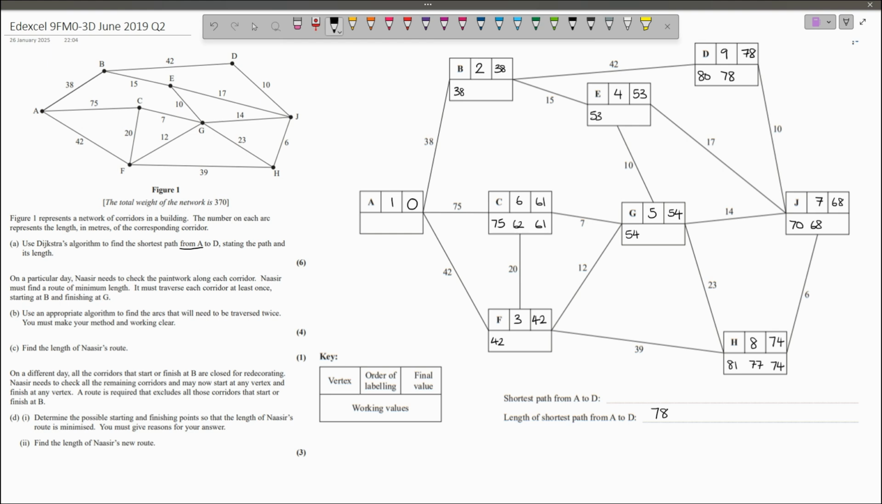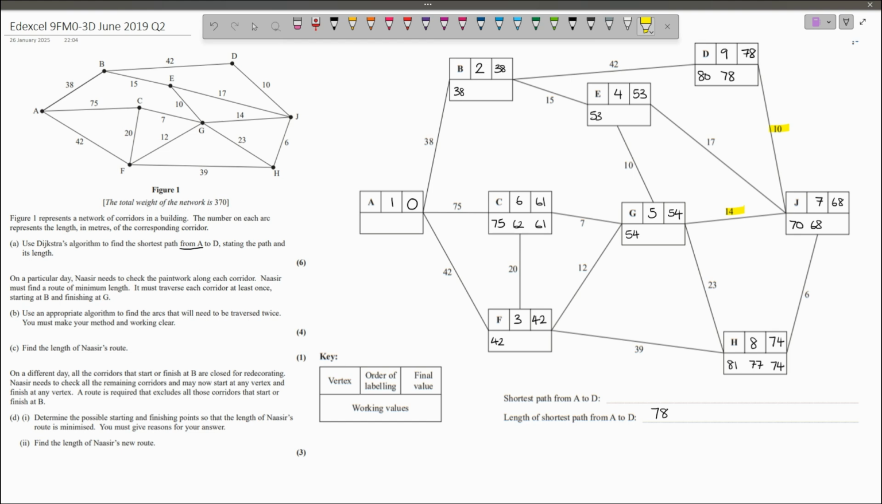And to find the shortest path from A to D, we can backtrack by taking the final value at D, subtracting the weight of each edge connecting to D, and if that gives us a final value of the previous vertex, or the vertex at the other end of that edge, that vertex will have come before D. So I take D, 78, and subtract 10, I get 68. So this edge lies on the path. 68 subtract 14 gives me 54.